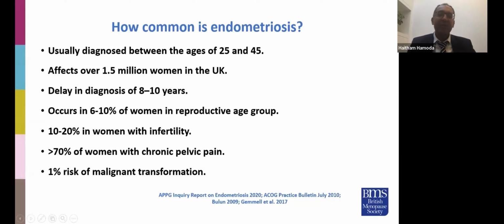If we look at prevalence, in the reproductive age group generally, it's estimated to occur in about 6 to 10% of people. But if you look at specific groups where there is a higher association, the prevalence becomes higher. In fertility groups, it's about 10 to 20%. And in chronic pelvic pain, it's estimated that more than 70% of people in that group are noted to have endometriosis. One of the associations or complications of it is the small risk of malignant transformation, which is estimated to occur in about 1%. And I'll talk about that a bit later on. Next slide, please.